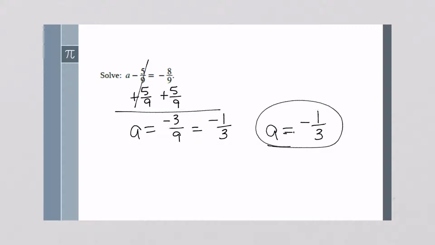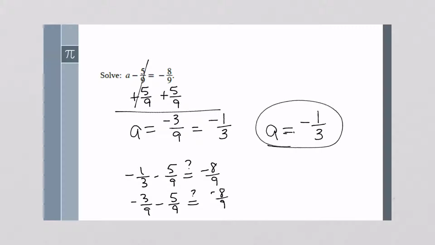And remember, you can always check your work. Take these answers, plug them back in, see if it gives you a good solid solution here. So you would do negative 1/3 minus 5/9. Does that equal negative 8/9? I'm going to turn this back into something with a denominator of 9. So I've got negative 3/9 minus 5/9. Negative 3 minus 5 is negative 8. And negative 8/9 does equal negative 8/9, so I do know that this is a good answer.